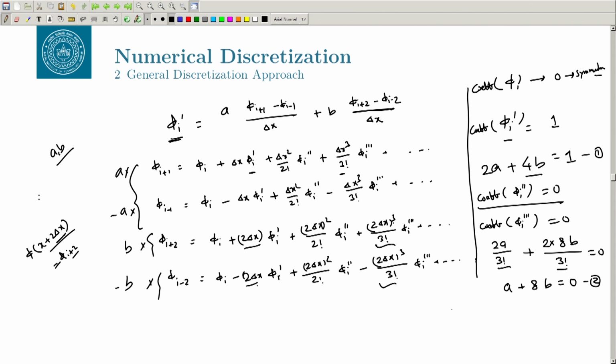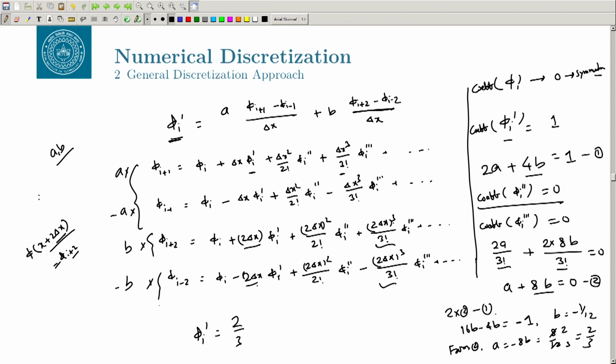So, now you do 2 into 2 minus 1. So, that will become 16b minus 4b is equal to minus 1. So, b equal to minus 1 by 12, right. And from 2, a will be minus 8b, this will be 8 by 12, which is basically 2 by 3. So, this is 2 by 3, right.